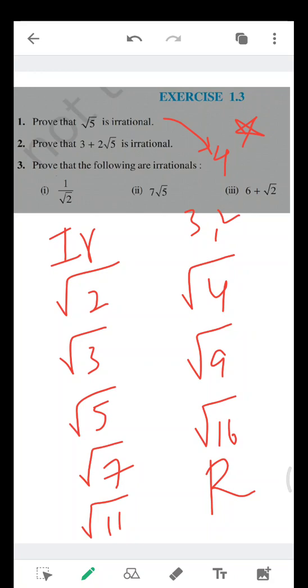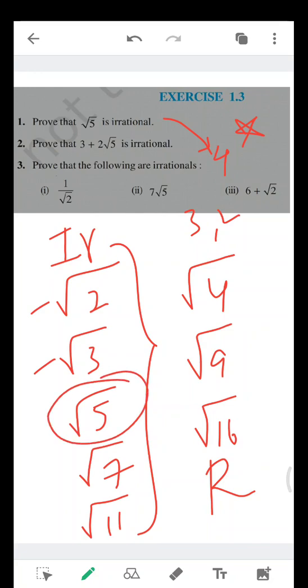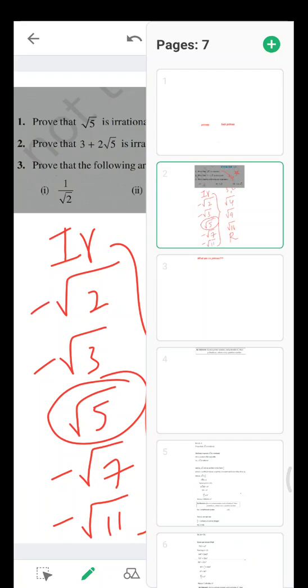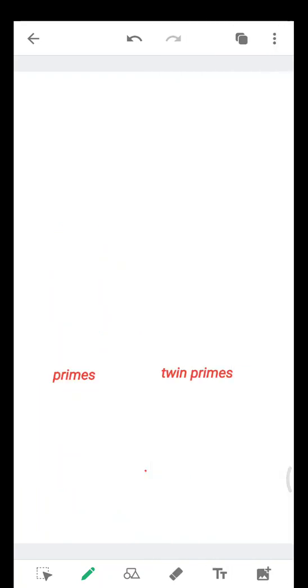So we already know that these non-perfect square numbers are irrational numbers, but here we are going to prove it by an indirect method, that is the contradiction method. I'll explain to you today how to prove that root 5 or any of these numbers is irrational. If I explain one, then you can try the other ones on your own. Before we go for that, let's recall even the primes and twin primes.